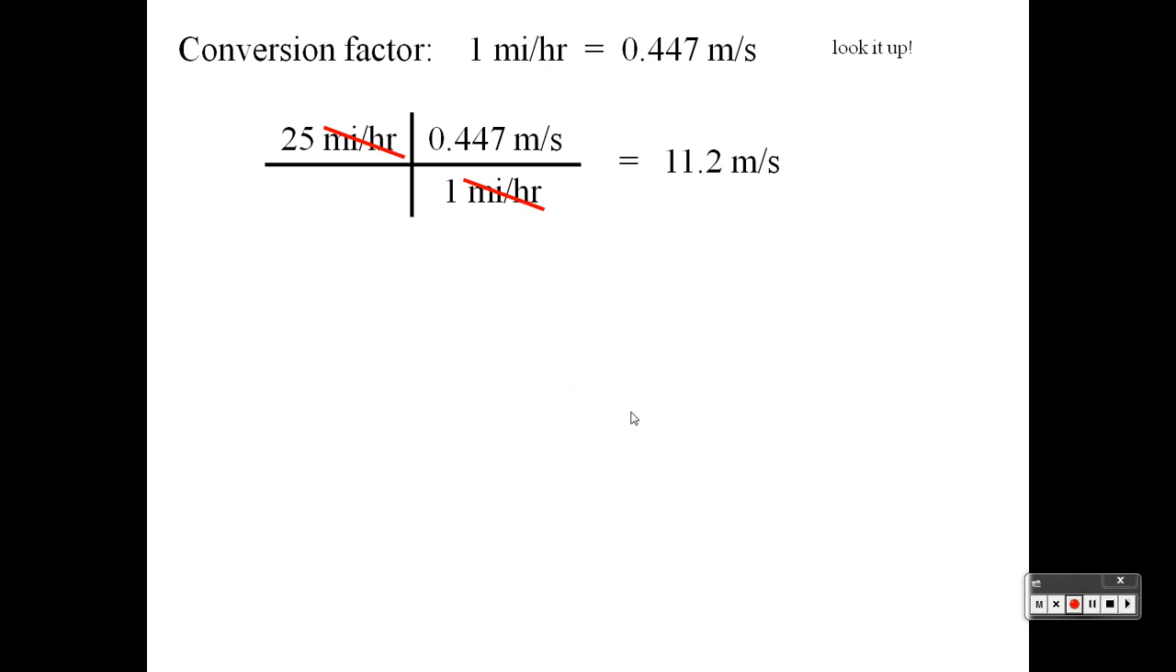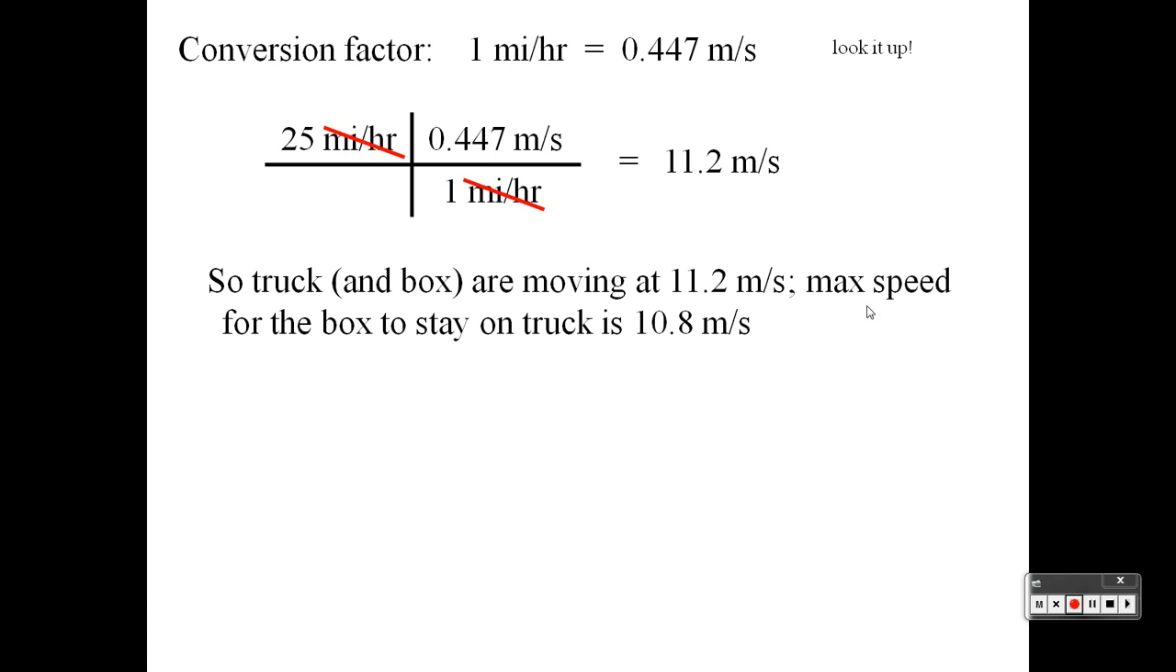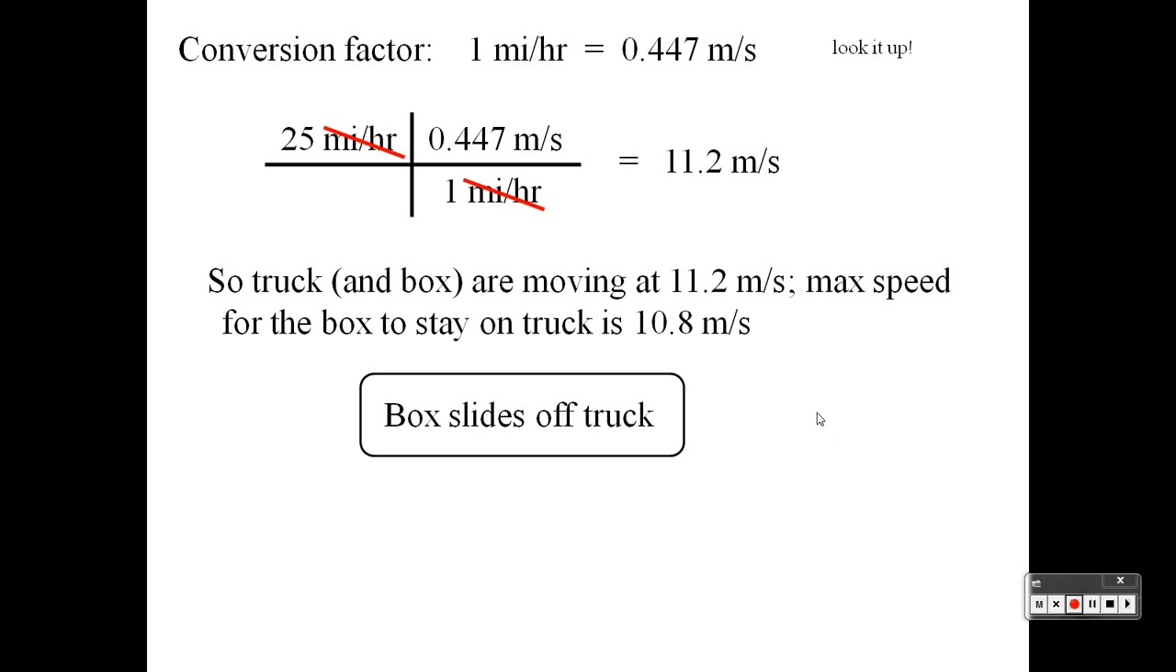So the truck and the box are moving at 11.2 meters per second. From the previous calculation on the previous slide, the maximum speed for the box to stay on the truck is 10.8. Oh dear. They're moving at 11.2, but the maximum speed to stay on is 10.8. So unfortunately, the box slides off the truck. They should have tied it down. So there you have it. When cars and other things go around curves, friction provides the centripetal force needed to negotiate the circular track.